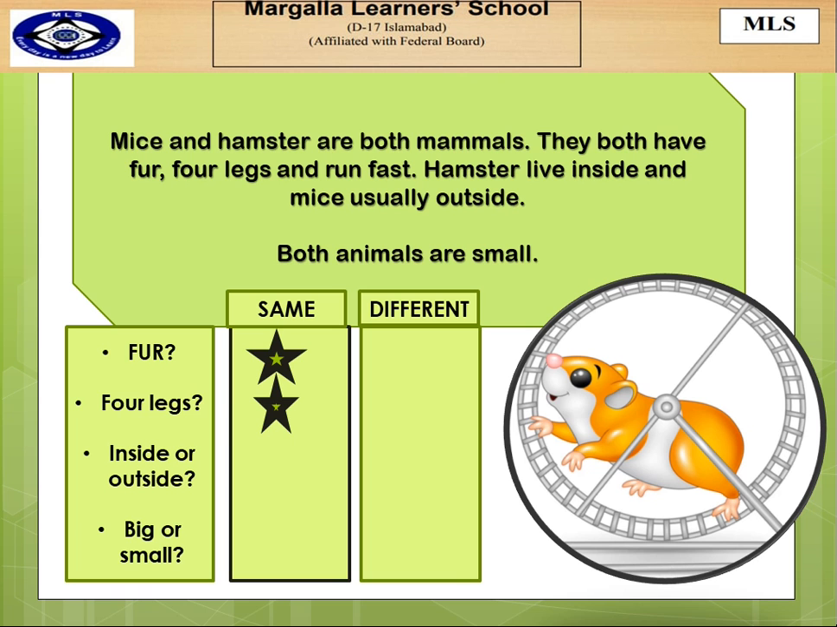They live inside or outside? You are very right. It is different because hamster live inside and mice usually outside. Are they both big animals or small animals? They both are small animals.